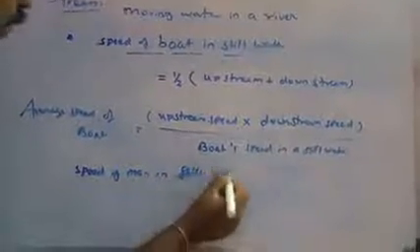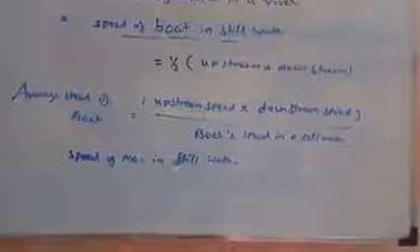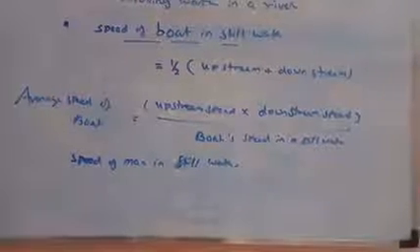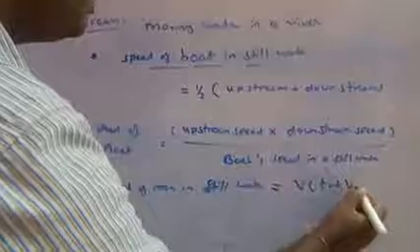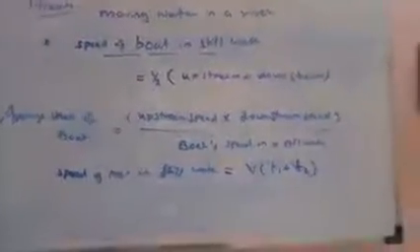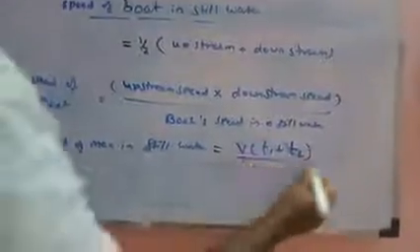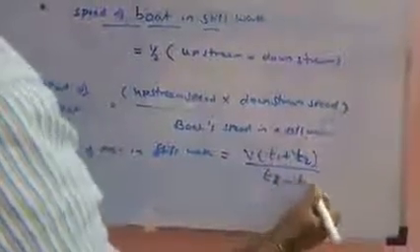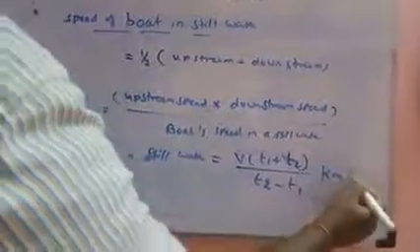That means speed of man in still water, and still water is already explained. So speed of man in still water is equal to V into (T1 plus T2) divided by (T2 minus T1). I will explain the meaning of T1 and T2. That is also in kilometer per hour.